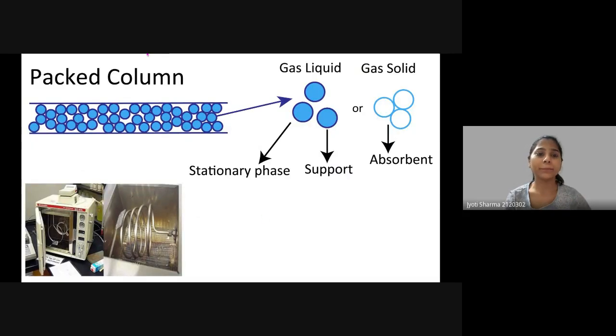Here you can see the packed column. In the packed column, this is just a tube, and these are the columns. Can you see here? These are the columns, and if you go within that column, it will look like this. Because this is packed, we already have some molecules here, and this will make the stationary phase.